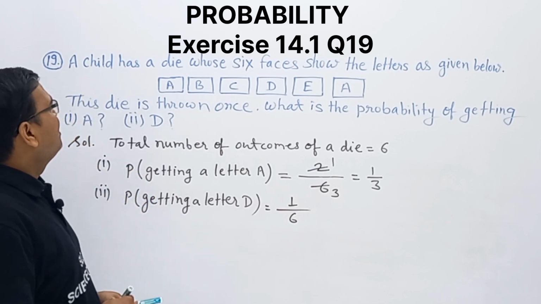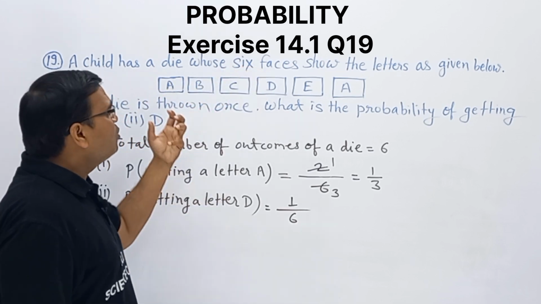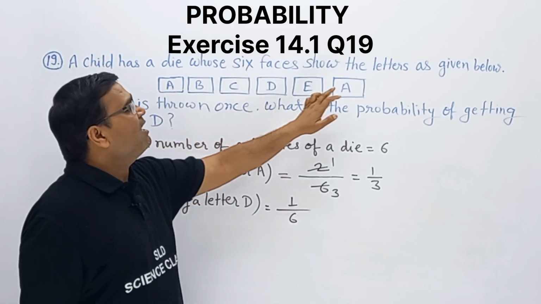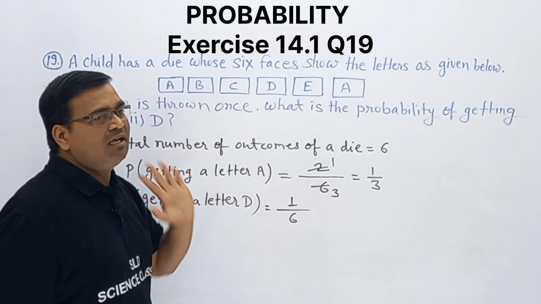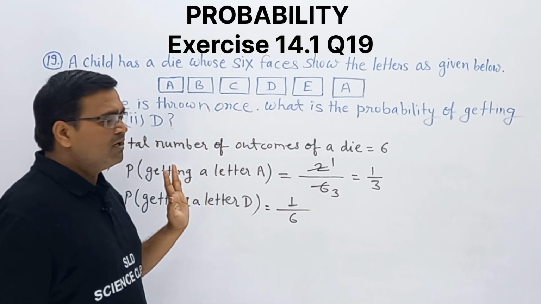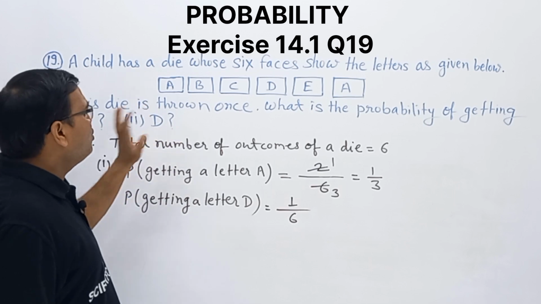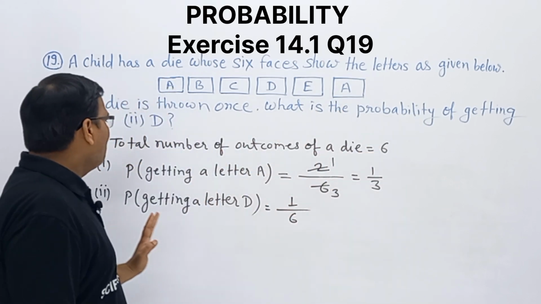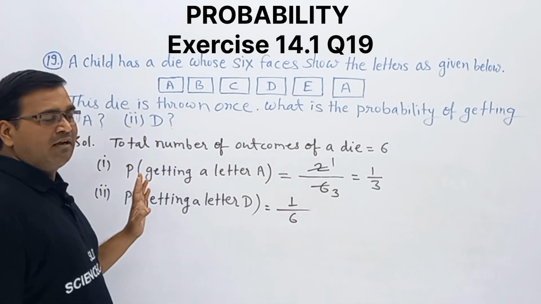Observe again. We have one die having 6 faces. On these faces we have A, B, C, D, E and A letters. 2 faces have capital A. The remaining are B, C, D, E. Clear? Now we are throwing the die once. Once we throw a die, total possible outcomes will be 6. So now, first we want the probability of getting a capital A.